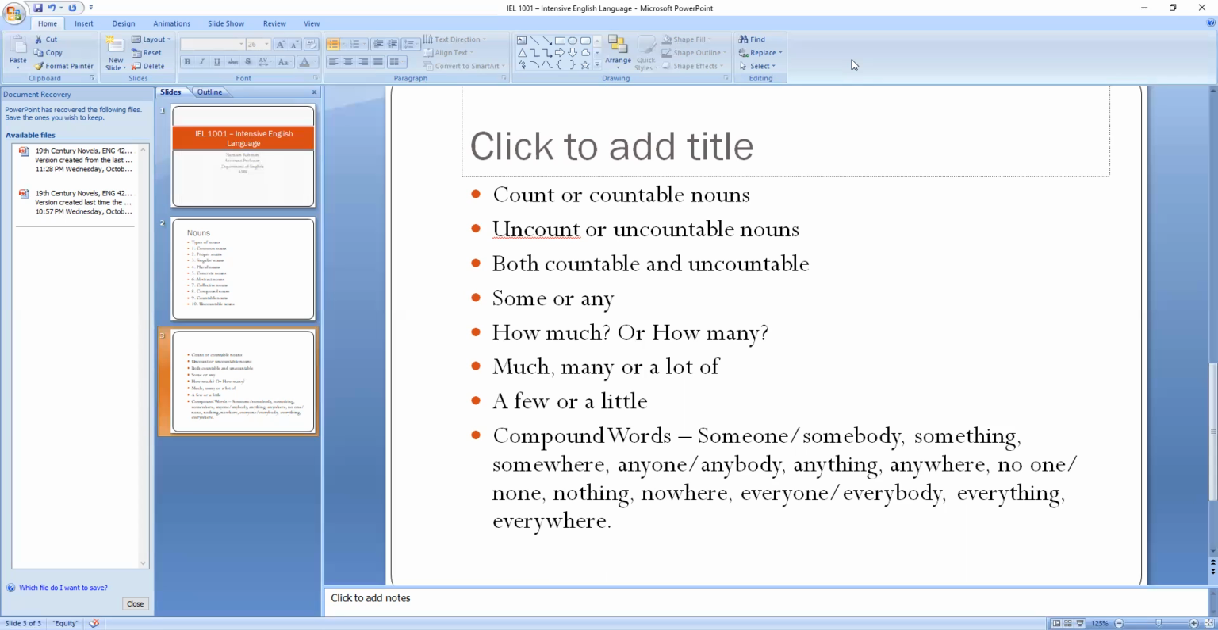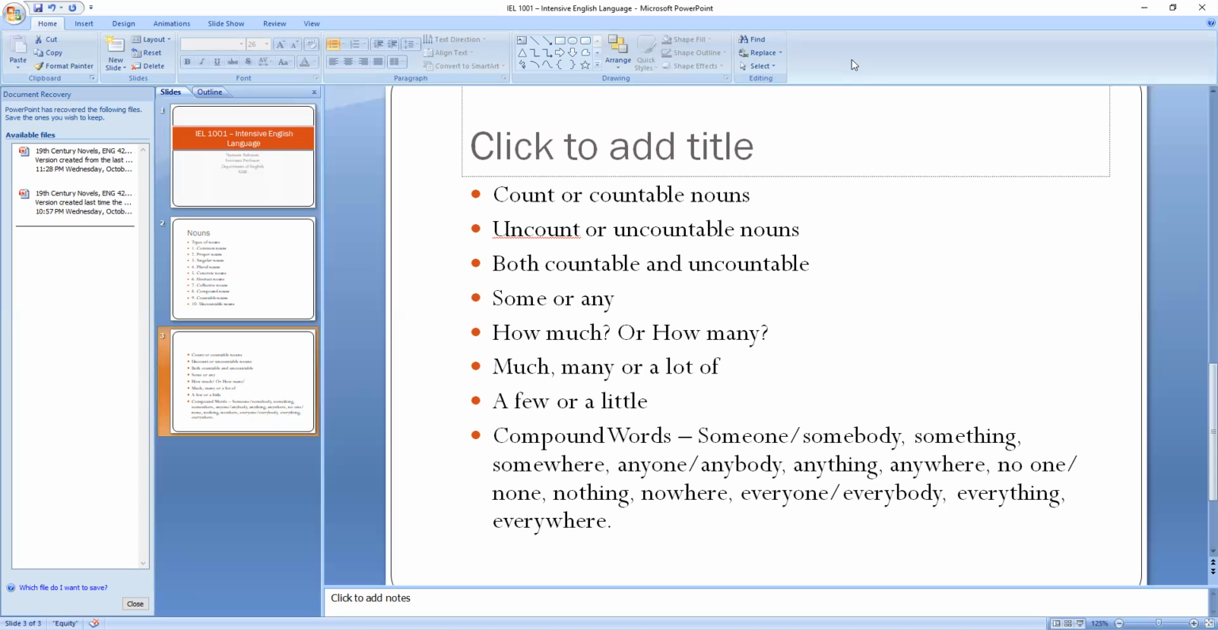What about how many? How many bedrooms are there in her house? Or how many people are coming for supper? Or how many children do you have? So how many goes with countable nouns and how much goes with uncountable nouns.